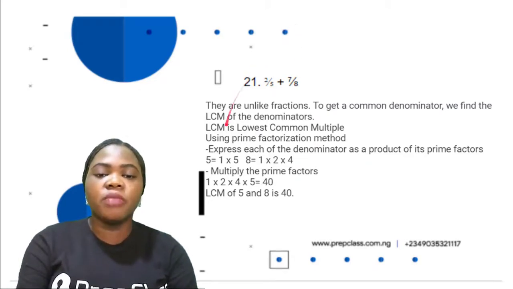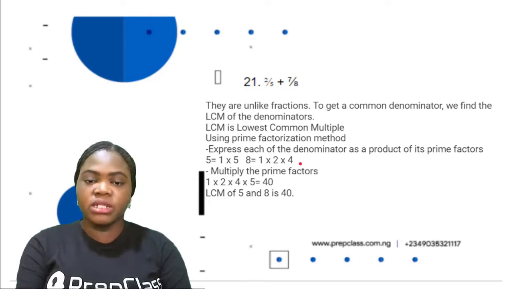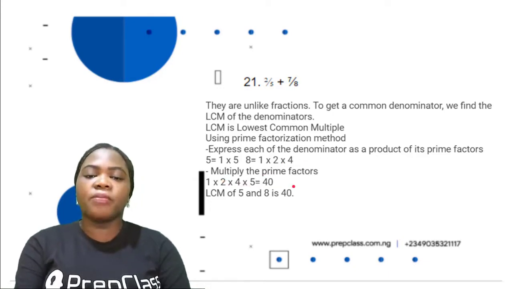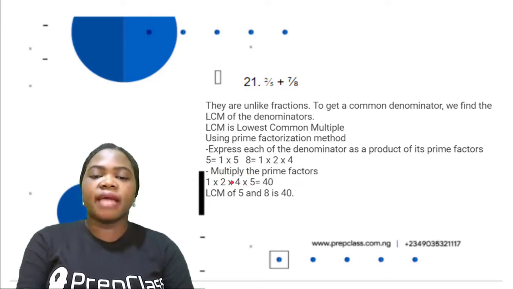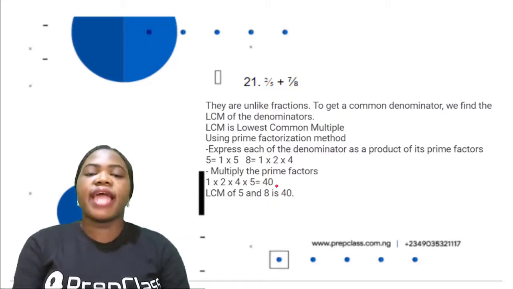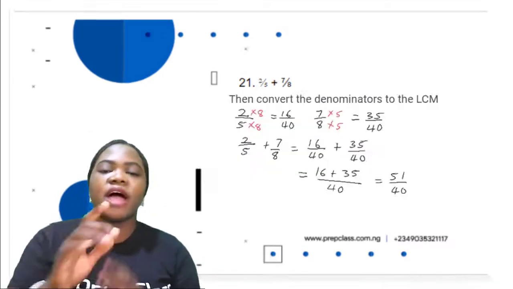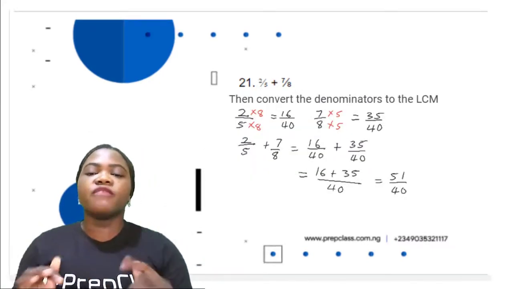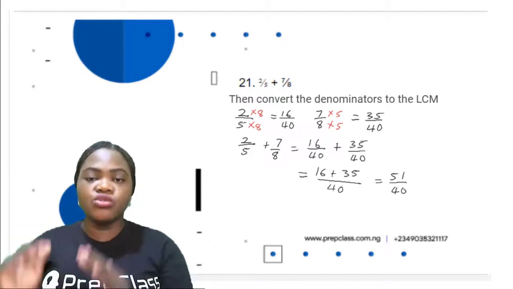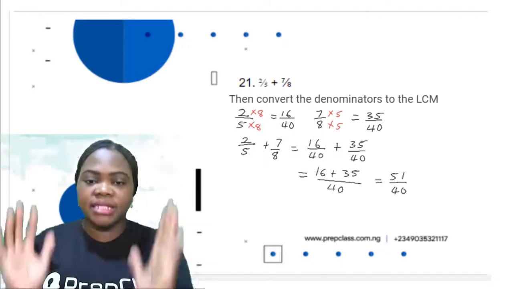So 5 is 1 multiplied by 5. 8 is 1 multiplied by 2 multiplied by 4. Then we multiply all the prime factors. So we have 1 times 2 times 4 times 5, which gives us 40. So the LCM of 5 and 8 is 40. Now that we have found the LCM, we need to convert the denominators to the LCM, so the denominators must be the same as the LCM.